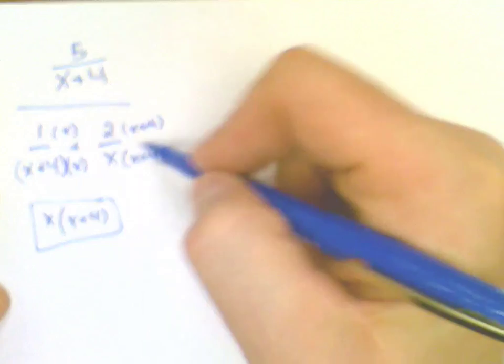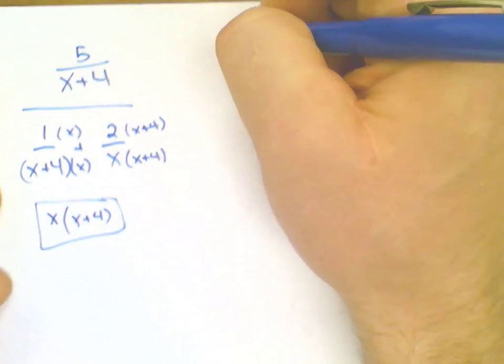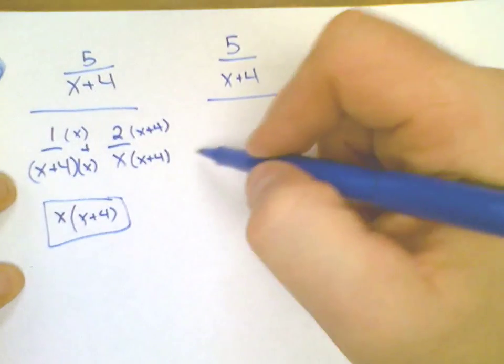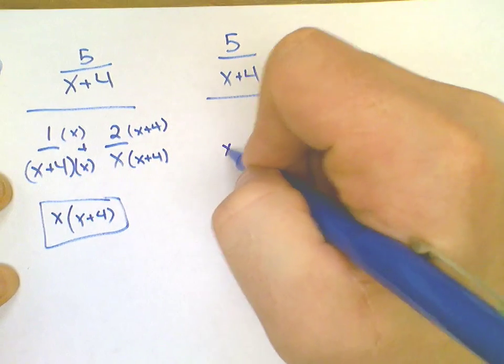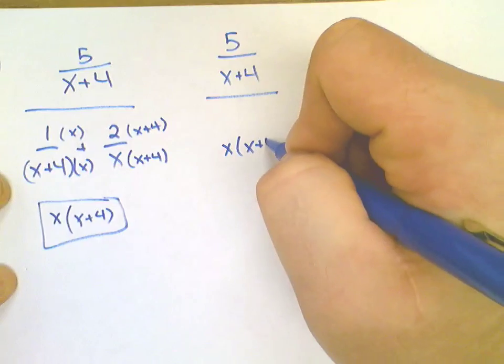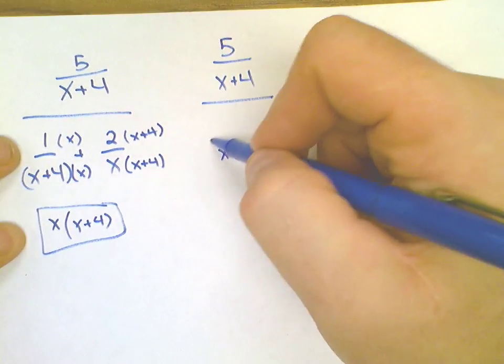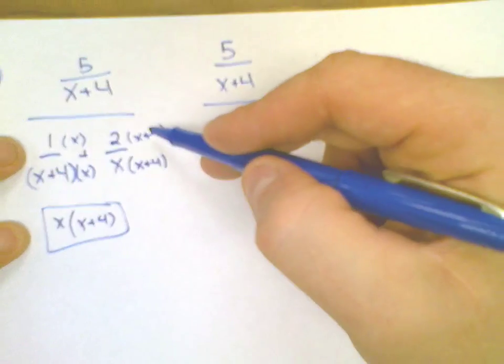Then I'm going to rewrite this again. We have 5 over x plus 4 on top. That one's already by itself. Now down here, on the denominator, we have x times x plus 4. That's our common denominator that we had to get it to. And on the top, we're going to multiply these out and add them together.